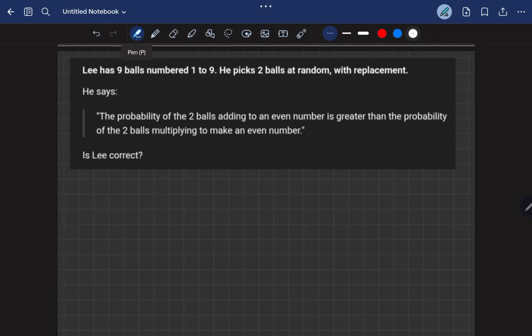How to solve the second last question on the 2025 GCSE Maths Edexcel paper. Okay, so first let's find the probability of the two balls adding to an even number. So how can we get an even number?